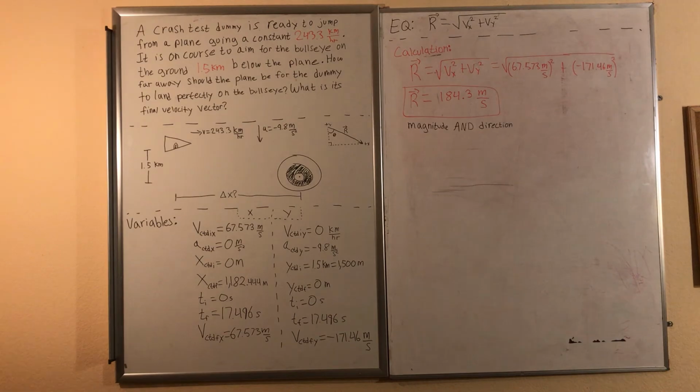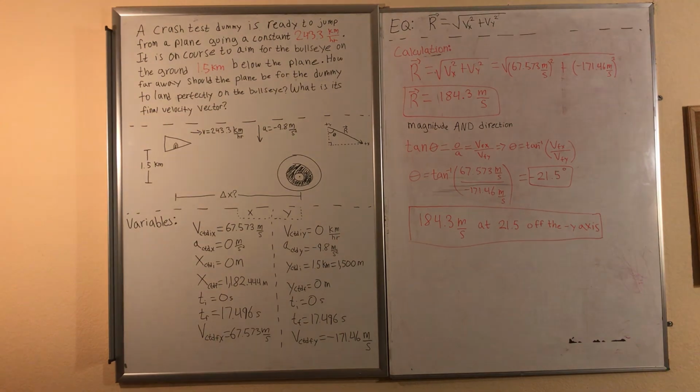Along with magnitude, we also need direction. So to find direction, we need tan of theta equals opposite over adjacent, or the velocity final of x over the velocity final of y, in this case from our triangle drawing. Solving for theta is the tan inverse of velocity of x over velocity of y. Plugging in, we get theta equals tan inverse of 67.573 meters per second divided by negative 171.46 meters per second. This calculates out to a final angle of negative 21.5 degrees. With both magnitude and direction, our final resultant vector is 184.3 meters per second at 21.5 degrees off of the negative y-axis.